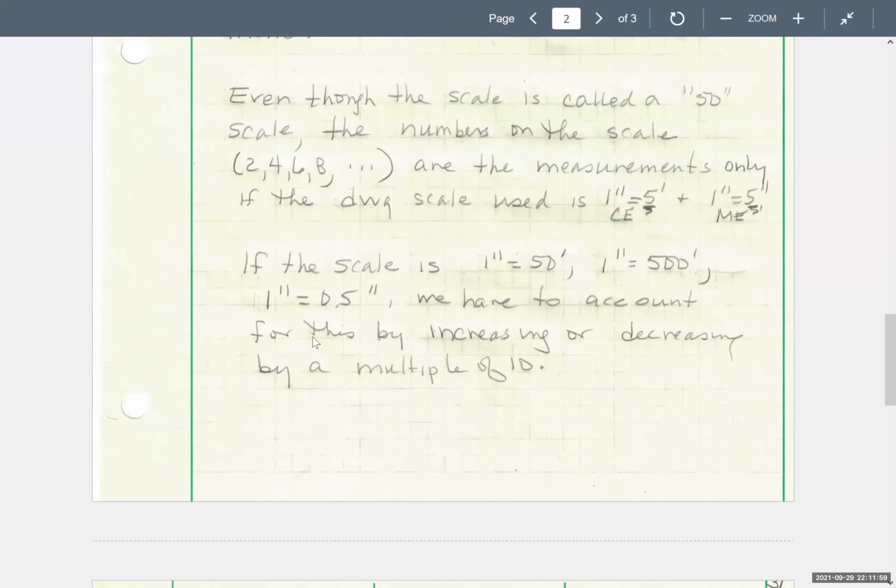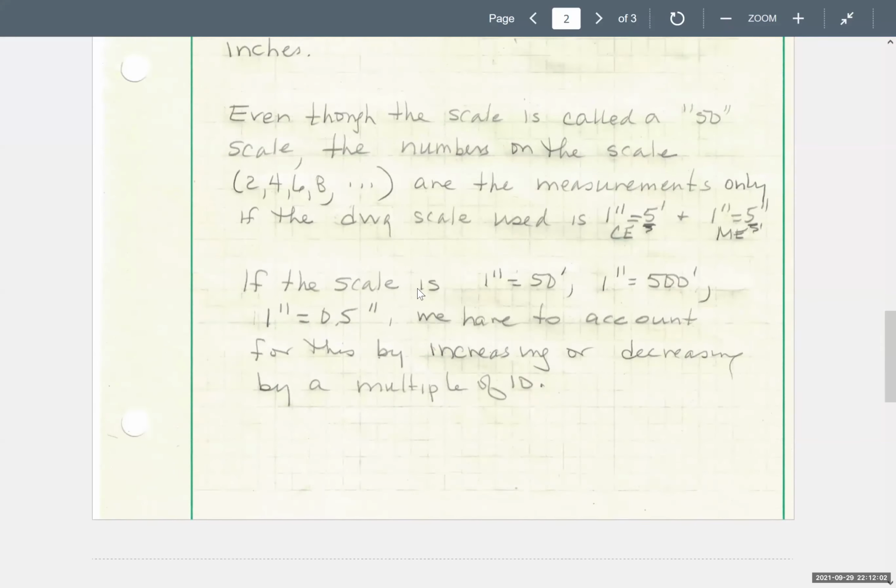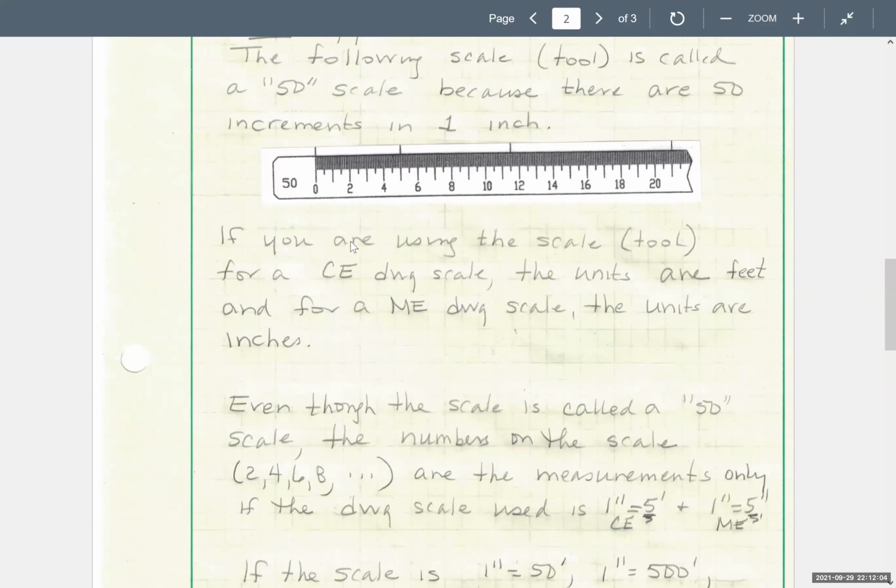If the drawing scale is 0.5, then Tony, what would you do? Then you would move the decimal point back 1. Right, so tell me what all the numbers would be. 0.2, 0.4, 0.6, 0.8, then 10, 12, 14. No. Do it again. 0.2, 0.4, 0.6, 0.8, 0.10. Try it again.